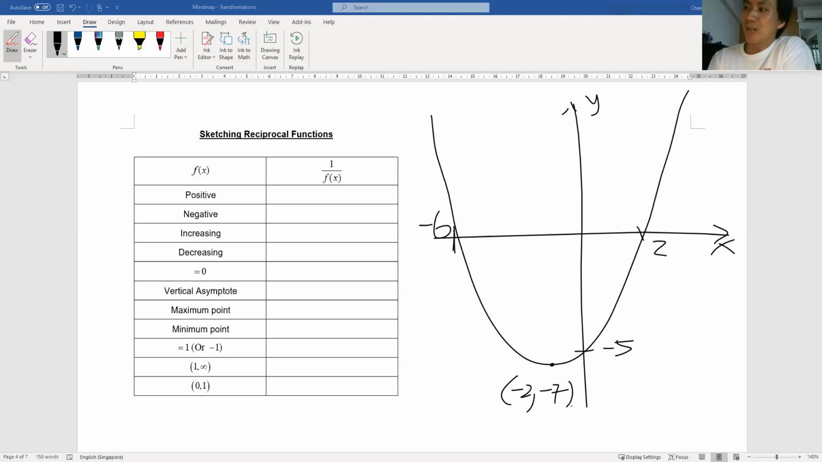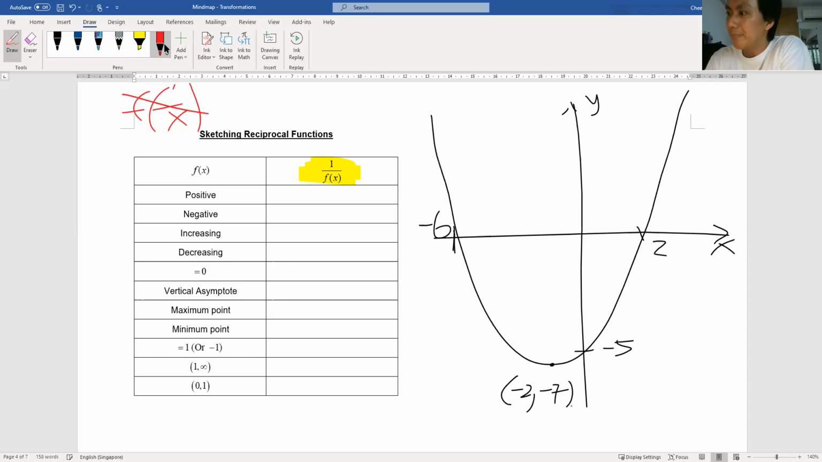So reciprocal functions for your syllabus would be solely in terms of reciprocating the y values. Hence, it's 1 over f(x). Something like this is outside of your syllabus, so you don't have to worry about this.